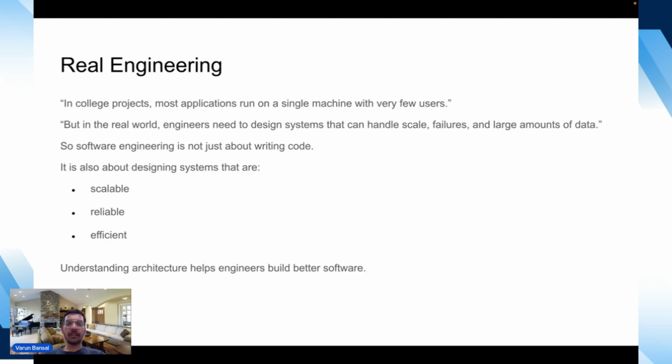And the bottom line, I would like to conclude this session with: understanding architecture helps engineers build better software rather than messy things, right? And with this, I would like to conclude this talk, and thank you very much.